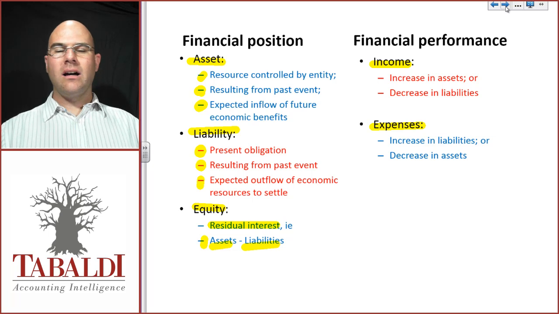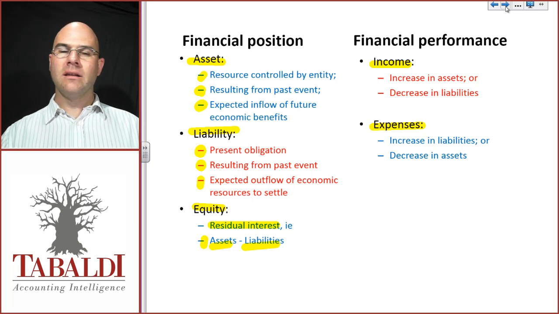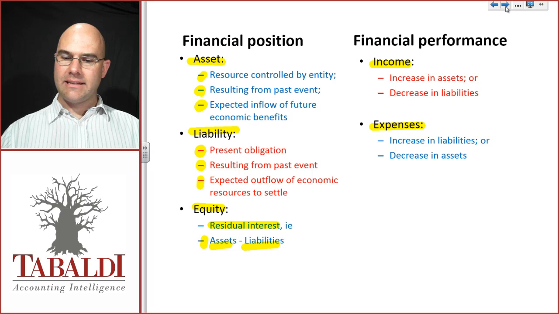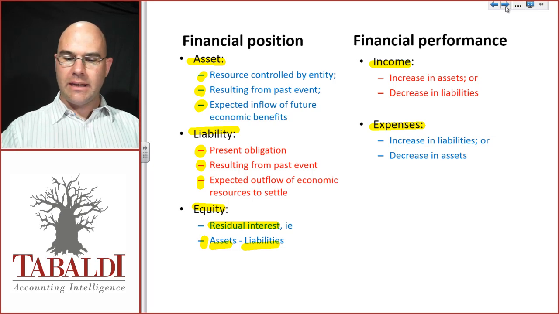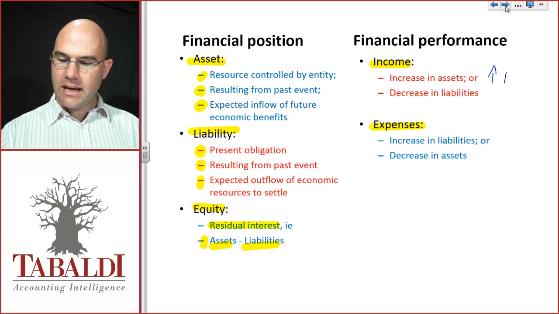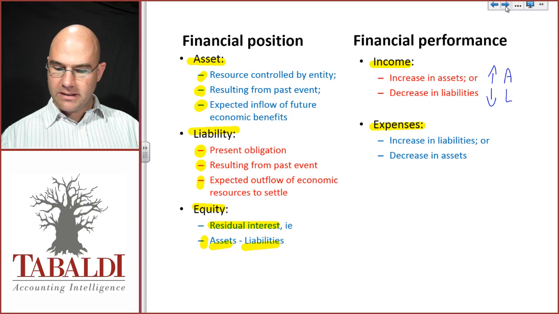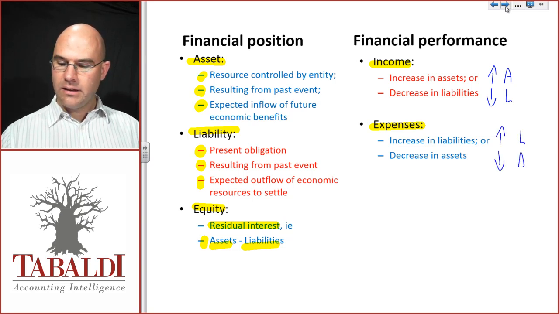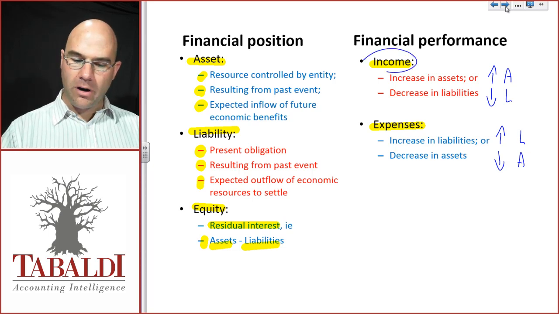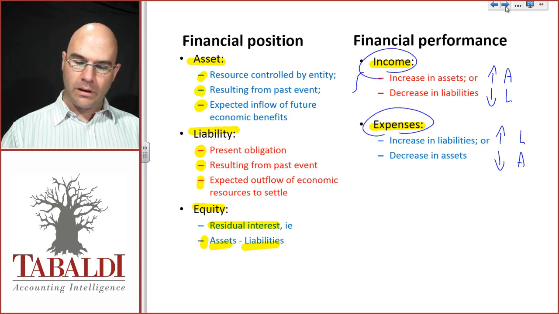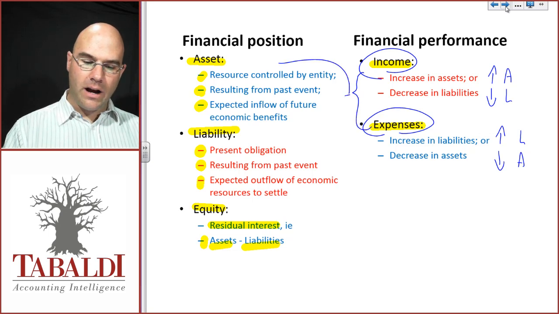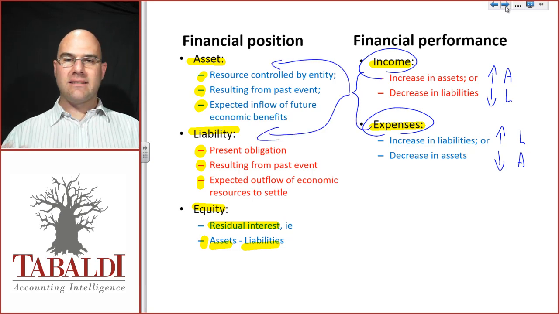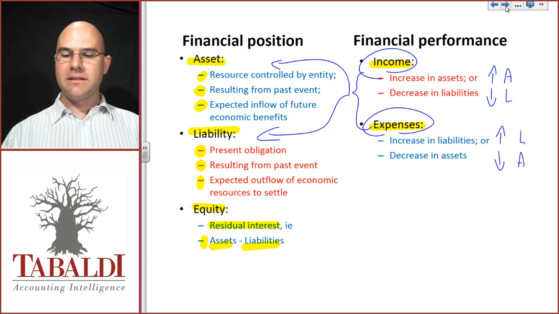Financial performance: the wording for income and expenses is quite lengthy in the framework. We will look at that in detail later, but the core concept here is either an increase in assets or a decrease in liabilities for income. For expenses, we are looking at either an increase in liabilities or a decrease in assets. Take note, financial performance, both income and expenses, are defined in terms of assets and liabilities. So it's an asset and liability approach that drives the element definitions.